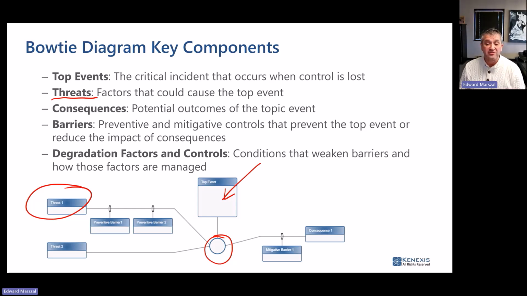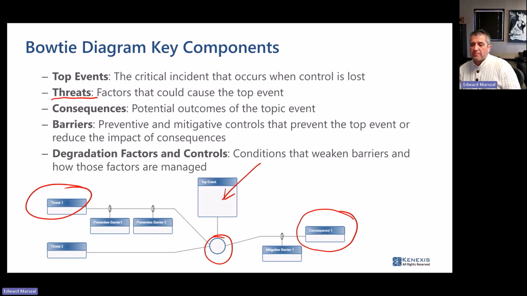If you were doing a HAZOP, you would call it a cause. But it's all the same thing. So what are the things that can result in the top event if they occur? Consequences are the potential outcomes.